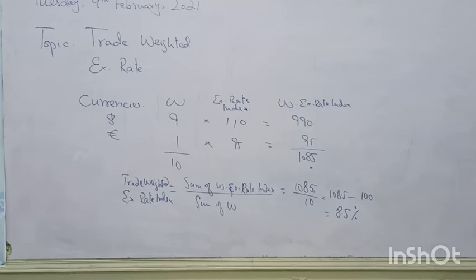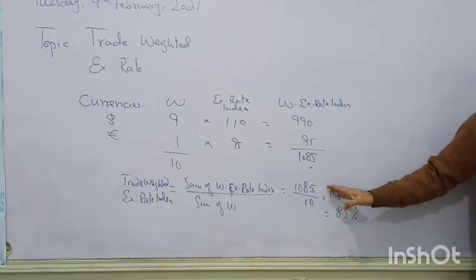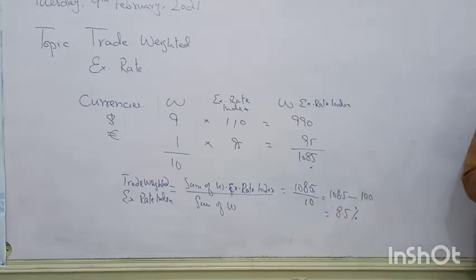How to find it? If they have given you the weights and the two currencies are also given, and then you are asked to find the trade weighted value of the exchange rate, whether it has been appreciated or depreciated. So if its value goes below 100, then what? Our currency is depreciating against all these which are present in our basket of currencies.